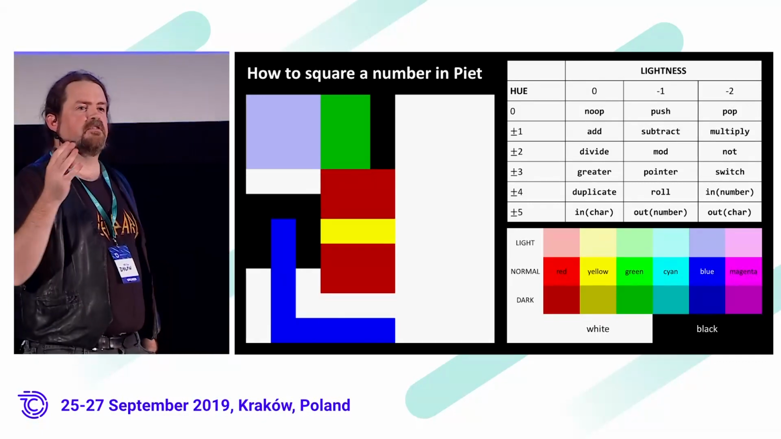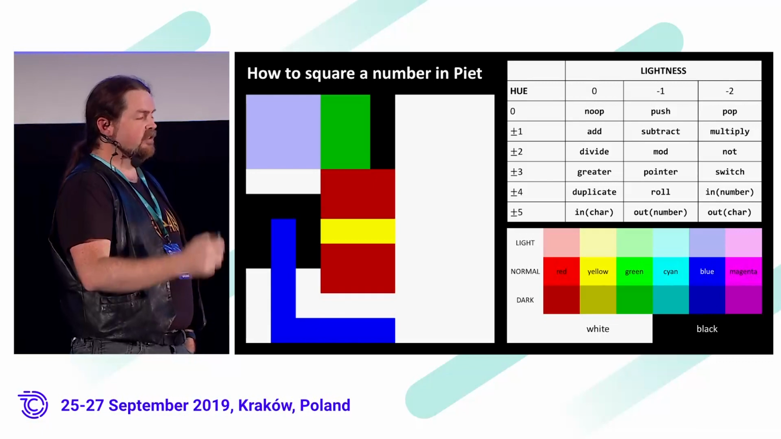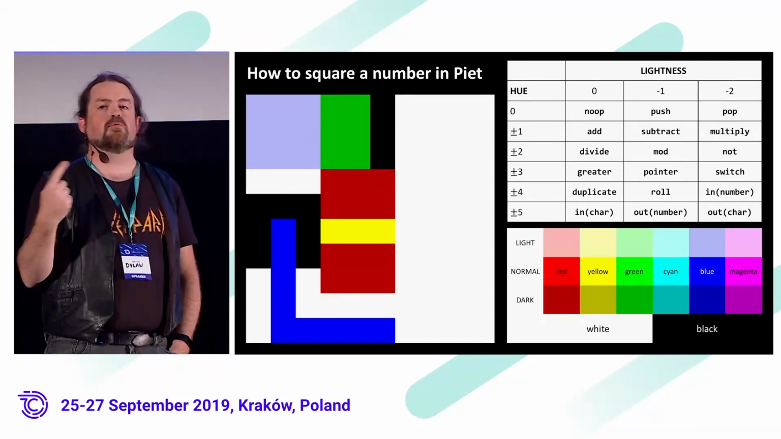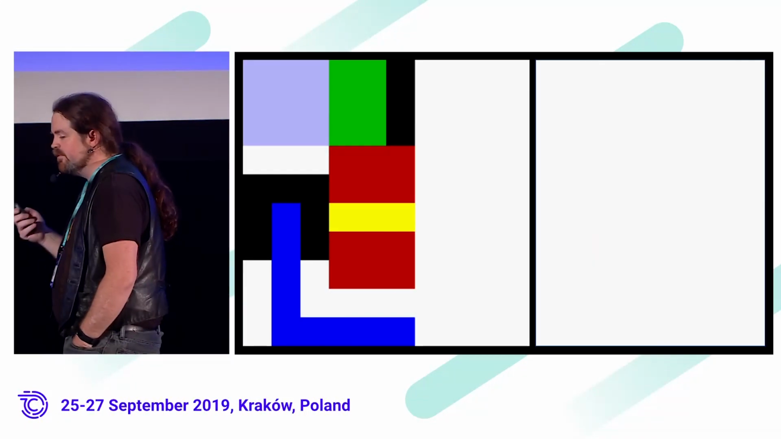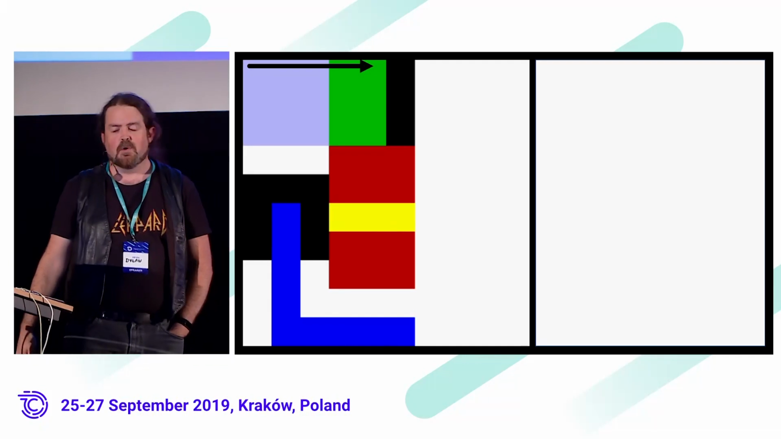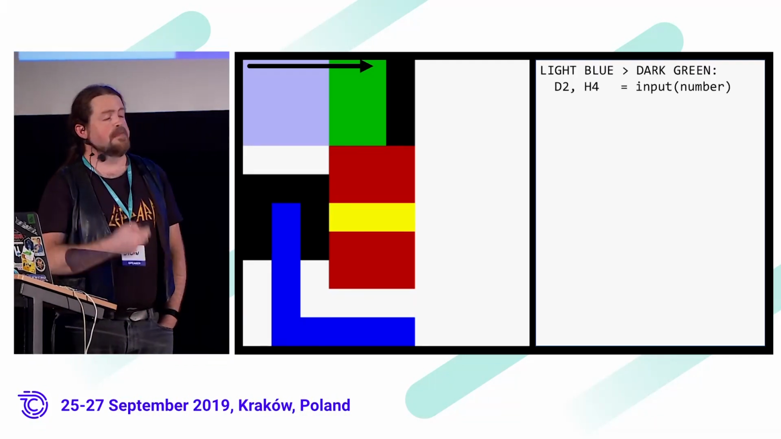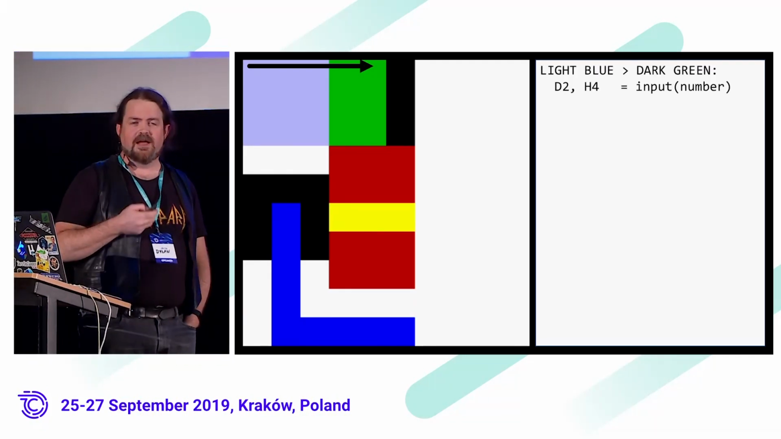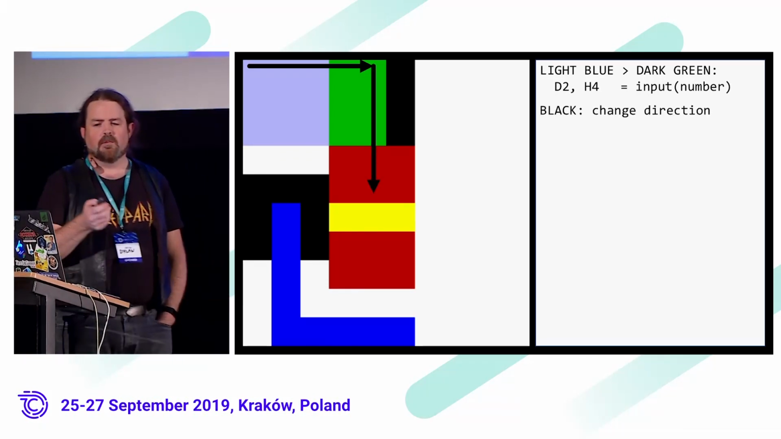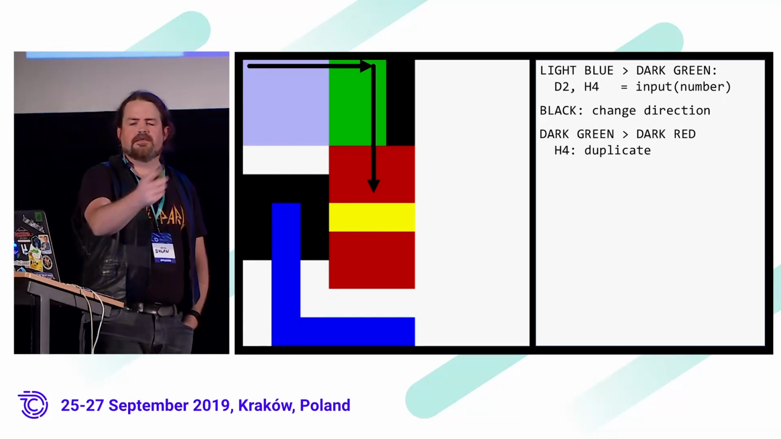And when it passes between boundaries of color, depending on the change in the lightness and the change in the hue, it generates one of these instruction codes. So this is how you square a number in Pete. The instruction pointer starts there. When it crosses from light blue to dark green, that's an input instruction. It then hits a black wall, it turns 90 degrees right. It heads south.